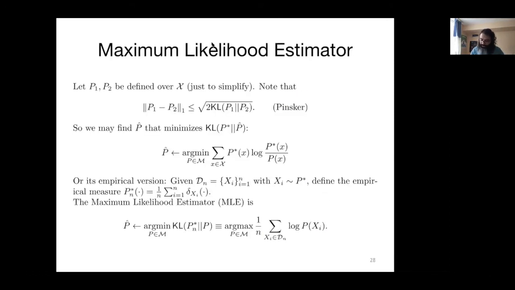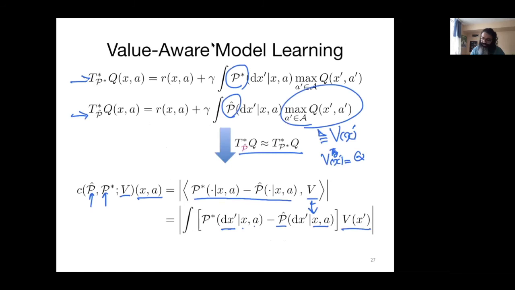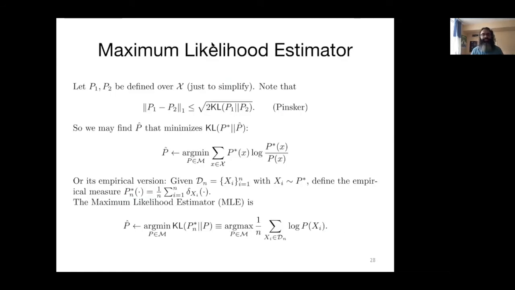Okay, so let's just talk about maximum likelihood estimate, so that we can have a better comparison between what this objective, this cost function, and what maximum likelihood estimate is doing. So let's simplify, and assume that we don't want to learn a transition kernel, transition distribution, but just a distribution over state X.